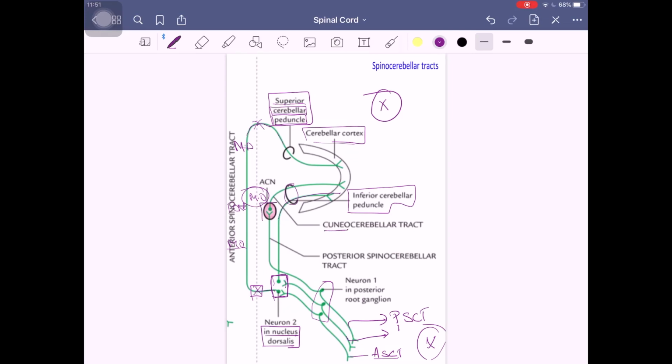Now here we know that there is a cuneate nucleus, which we have seen in our cuneate and gracile fiber pathway.